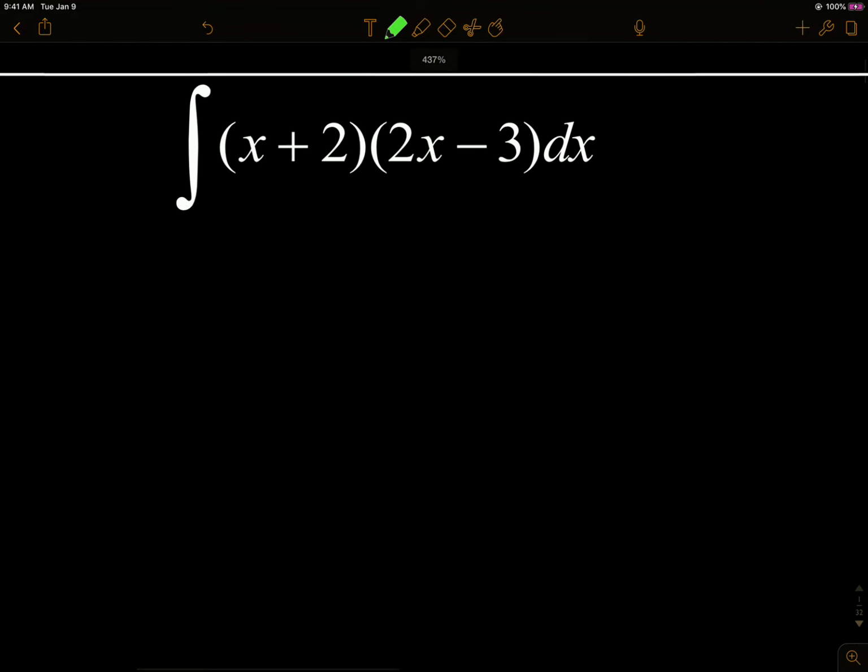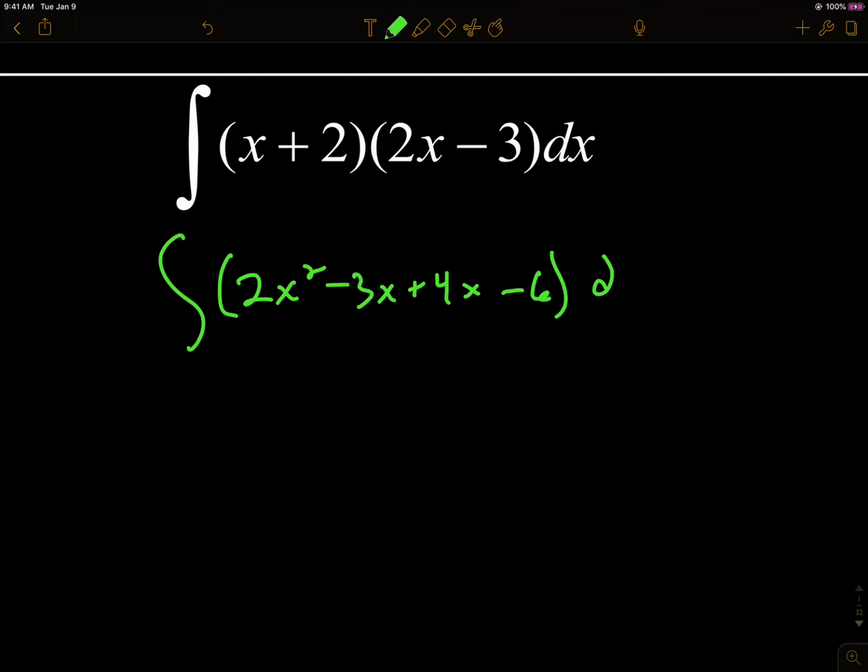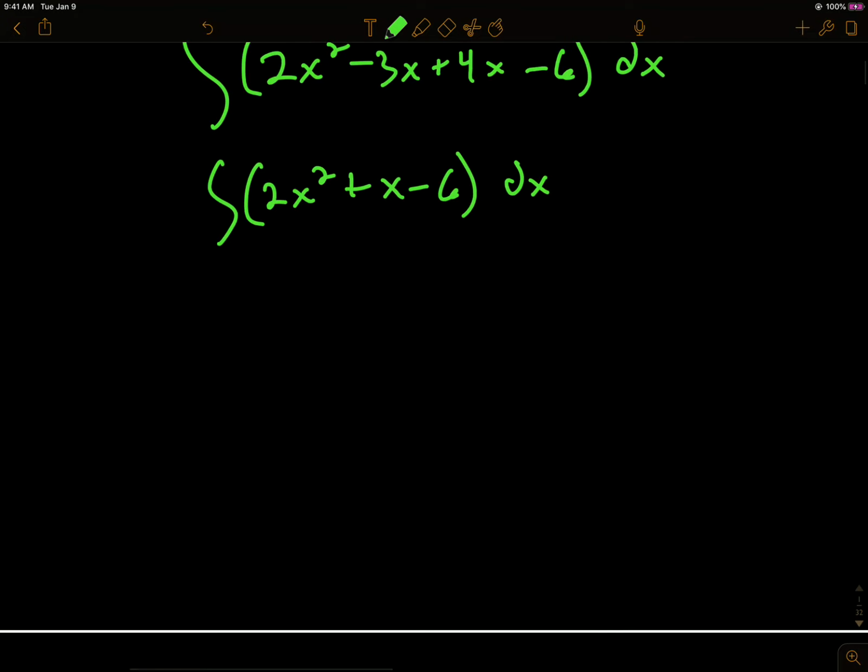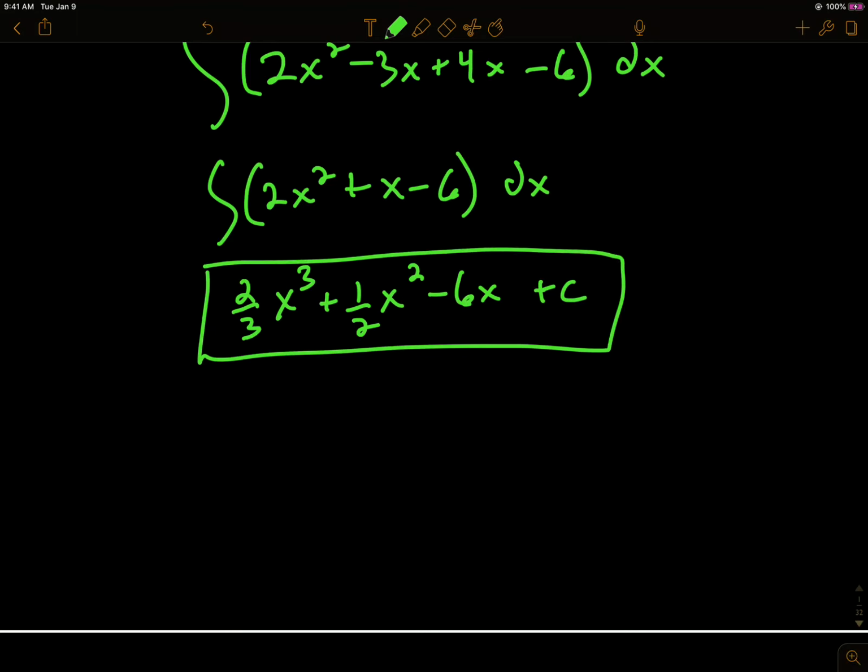All right, so let's look at another one. How do we deal with this? There is no product rule for integration that we know of right now. So we just have power rule, so we're going to multiply it out. We're going to do some work first. So it's going to be 2x squared minus 3x plus 4x minus 6. So we're going to get the integral of 2x squared plus x minus 6. And now we can apply power rule here, so it becomes x to the third, and it's 2/3, plus x squared, so it's 1/2, minus 6x plus our constant of integration. All right, and that's our answer.